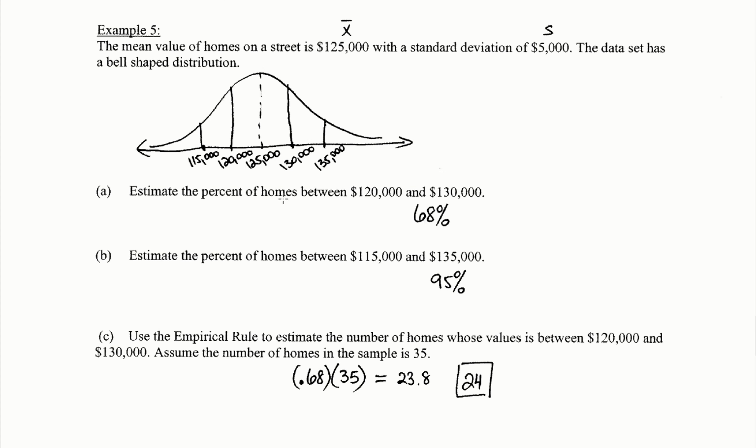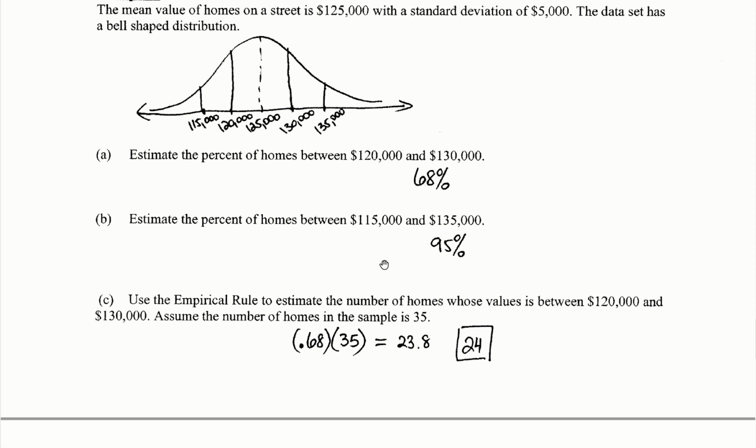If we wanted to estimate the percentage of homes in this neighborhood that would be priced between 120 and 130,000, notice that graphically that's 1 to the left and 1 to the right. Our empirical rule would tell us that that's going to be 68% of the home prices. If they ask what percentage of homes would be priced between 115 and 135, notice that that's 2 to the left and 2 to the right. That is going to be your 95%.